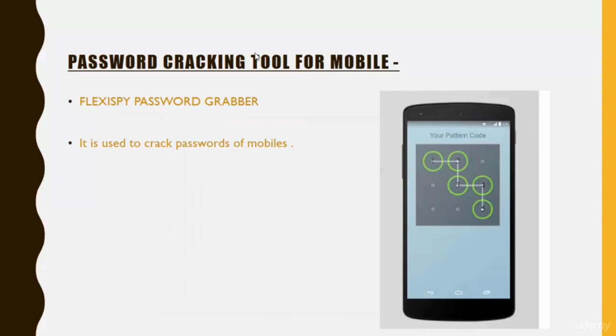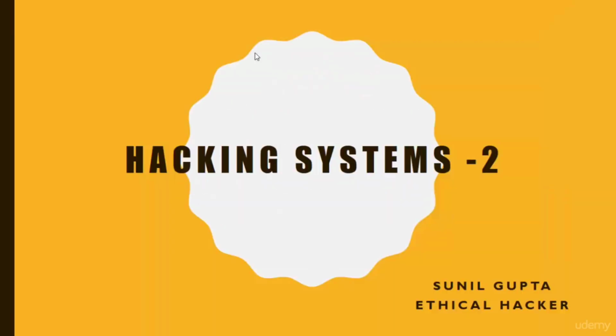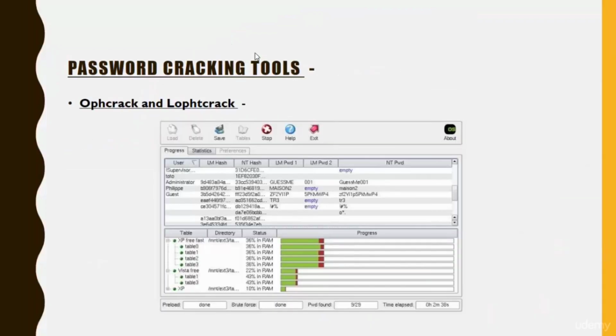Password cracking tools for mobile: if you want to crack passwords on mobile, you can use FlexiSpy password grabber, which is used to crack passwords of mobiles. So this is all about password cracking and how Windows gives you login. You should know about the SAM file also.